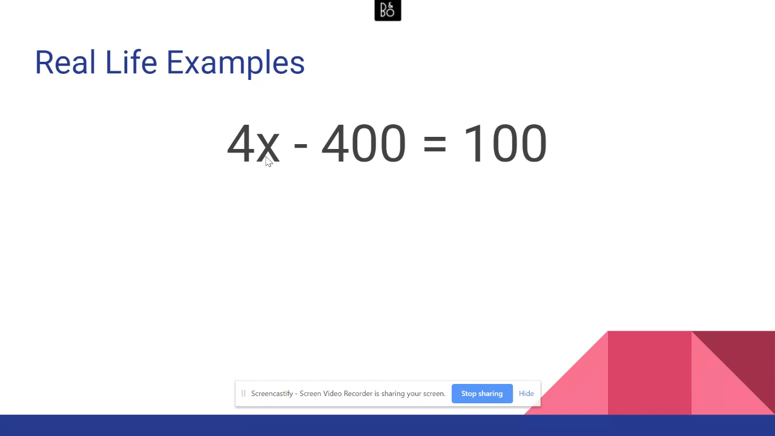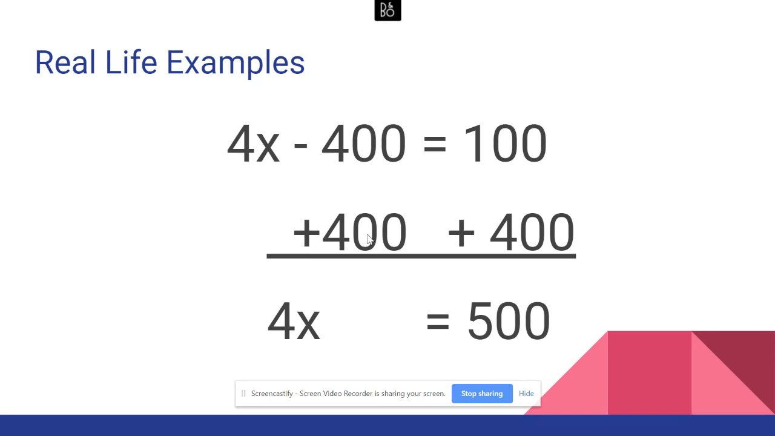Okay, so here's our variable x. First, we multiplied by 4, and then we subtracted the 400. So inverse means to do the opposite. So if we do the opposite, we have to start at the end and work our way back to the front, right? So the last thing we did was subtract 400. So we're going to do the inverse of subtraction, which means addition.